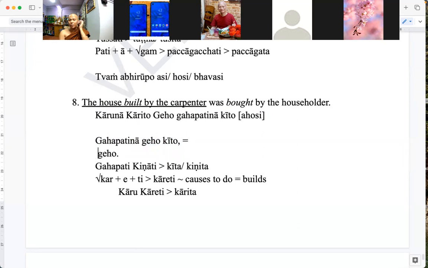That is based on the connection with other words. In this sentence, Gahapatina geho kito is fine, and Geho gahapatina kito is also possible, no problem. But if geho is related to another word, karito, with another modifier, then when we put gahapatina before geho, that will make it confusing to understand. I see. So if geho is joined to two things, it is common to find geho in the middle. Right. Okay, thank you very much, Bante.